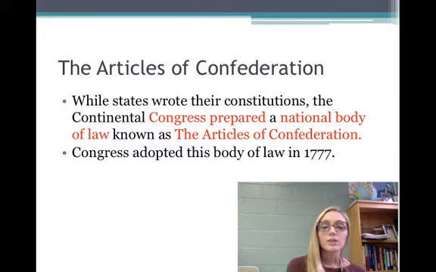Under the Articles of Confederation, the government had one branch of government, and this was known as the legislature. In the Articles of Confederation, they refer to them as Congress. In our current Constitution, we have 3 branches of government, but under the Articles of Confederation, which came first, there was only one. There was no executive branch, like what the president is, and there were no courts or judicial branch.